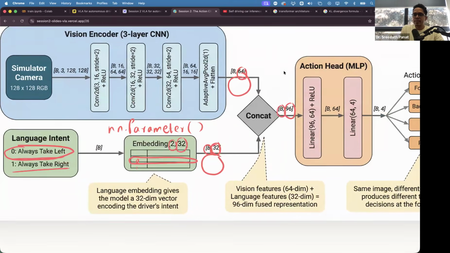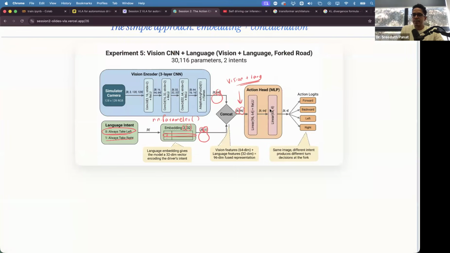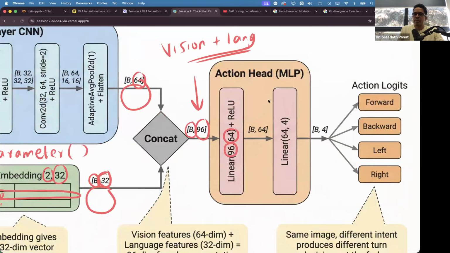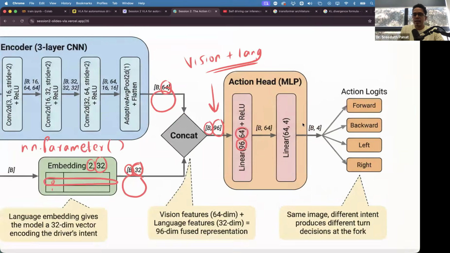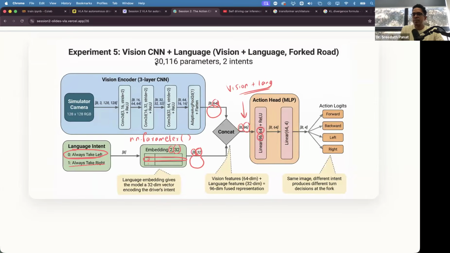So now in these 96 dimensions, we have vision plus language. Okay. So there is no cross-attention or anything. It's simply vision and language. I hope you understand. Then these 96 dimensions in an action head are projected into 64 dimensions. So this is a multi-layer perceptron: 96 units fully connected with 64 units, followed by ReLU activation. Then those 64 are projected into 4 dimensions, and those 4 dimensions will make up the 4 actions. That's it. So this is the simple vision plus language CNN.